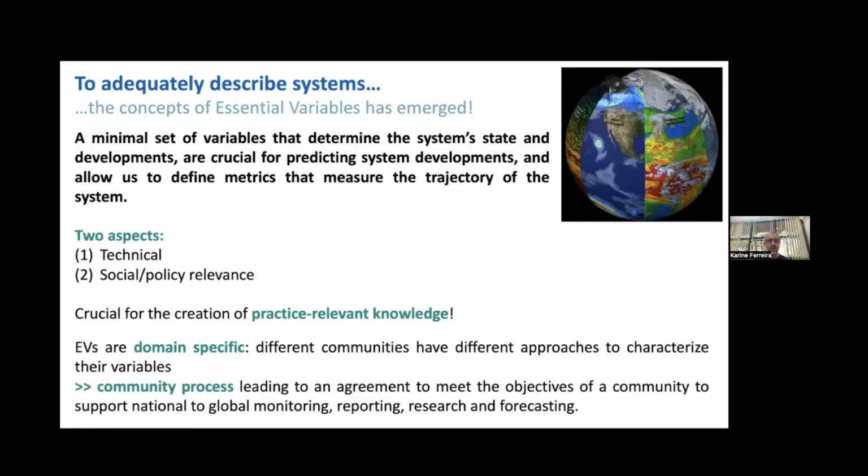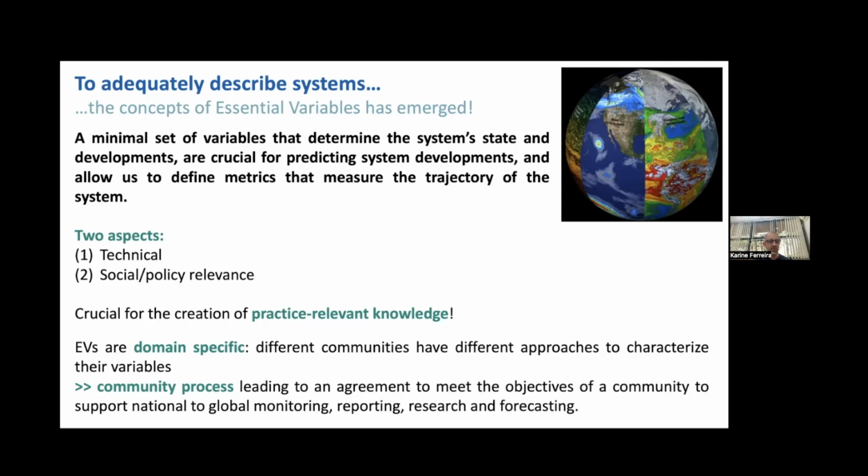So to describe this system, and especially the subsystems, the concept of essential variables emerged more than 10 years ago. Really, this concept is to have, within a given research community, for example climate or biodiversity, a minimal set of variables that can determine the system state, look at the past and the trend, and then also be able to project into the future, so that we can predict what will be and measure the trajectory of the system. So there are really two important aspects.